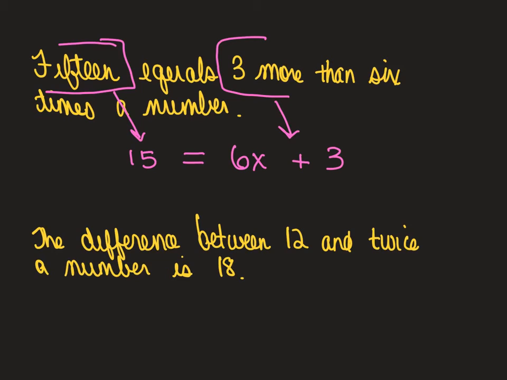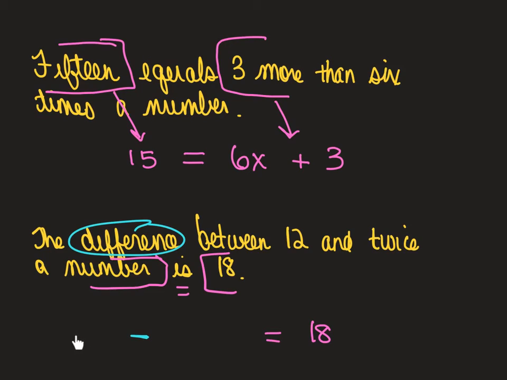Let's try this next one. The difference between 12 and twice a number is 18. Well, there's my equal sign. So I know 18 is going to be on that side of my equal sign. Difference, that word meant subtract. So I know I'm going to have a subtraction sign. The difference between 12 and... Since 12 is right here, it's actually going to be up front. 12 and twice a number. Well, if I twice anything, I'm multiplying by 2.